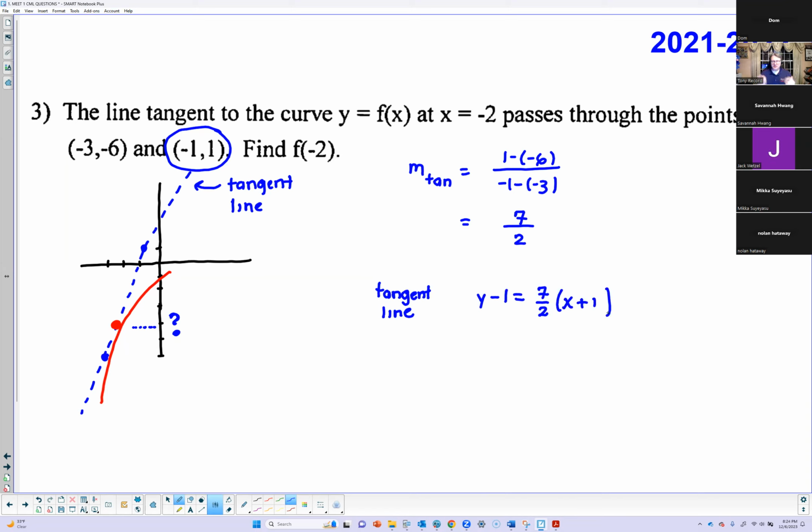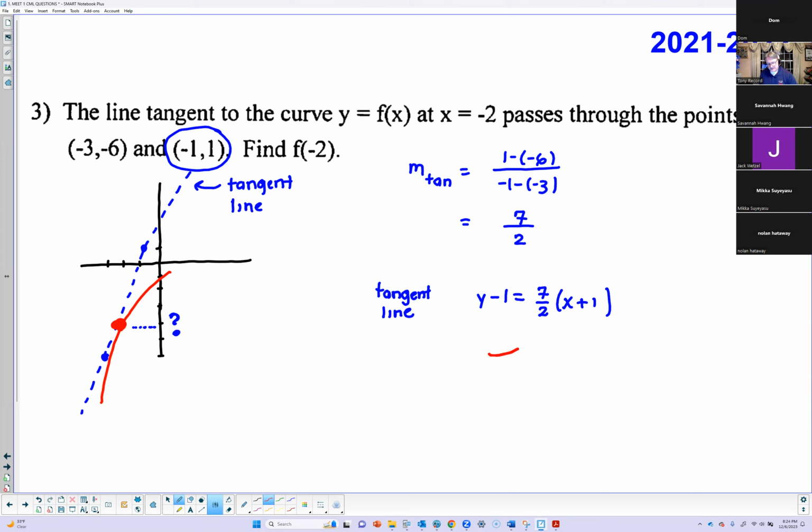And what is it that you can do with this? I mean, that's the tangent line. What the heck does the tangent line have to do with this point of tangency? I want to find the value on the curve, not the value on the tangent line, unless they actually touch there, and they do, right?